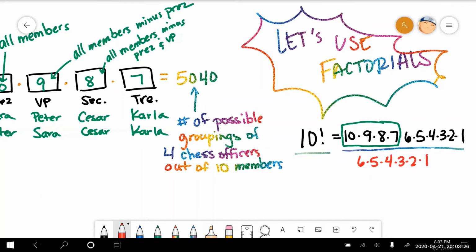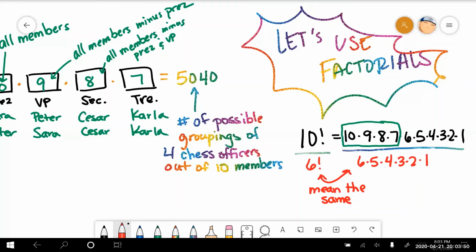I'm going to be very math savvy, and instead of writing 6, 5, 4, 3, 2, 1 over here on the left side, I'm just going to write 6 factorial. These mean the same thing, right? So if they mean the same thing, I'm allowed to divide them on both sides. I haven't broken any math rules. As a matter of fact, I followed them very carefully.